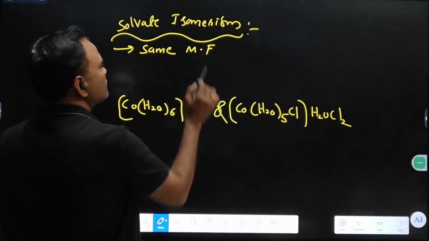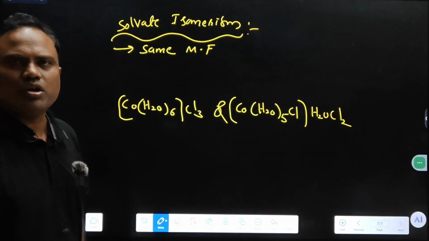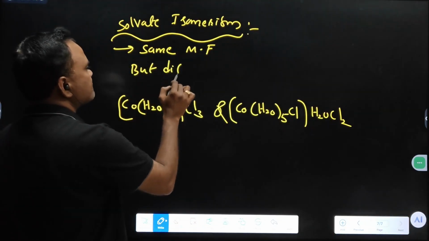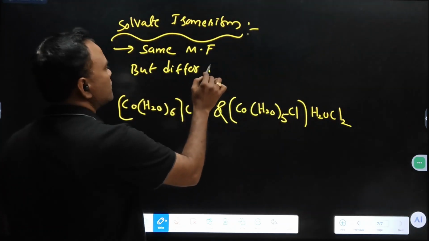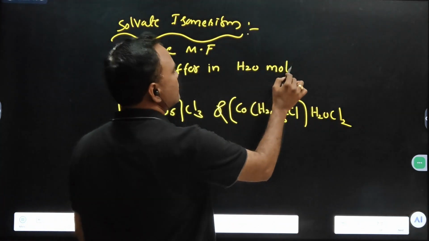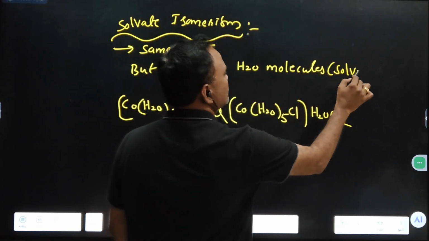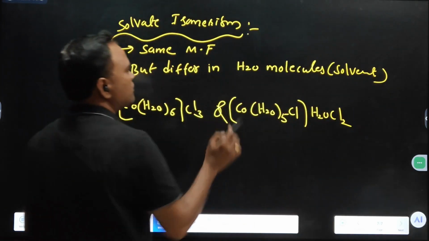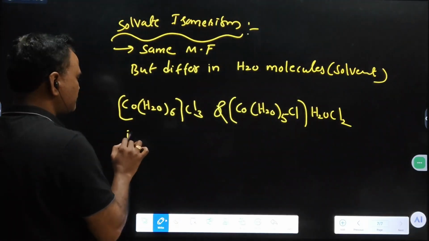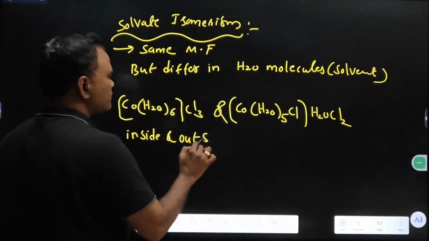Shortcut definition: complexes with the same molecular formula but differing H2O molecules or solvent molecules inside and outside the coordination sphere.